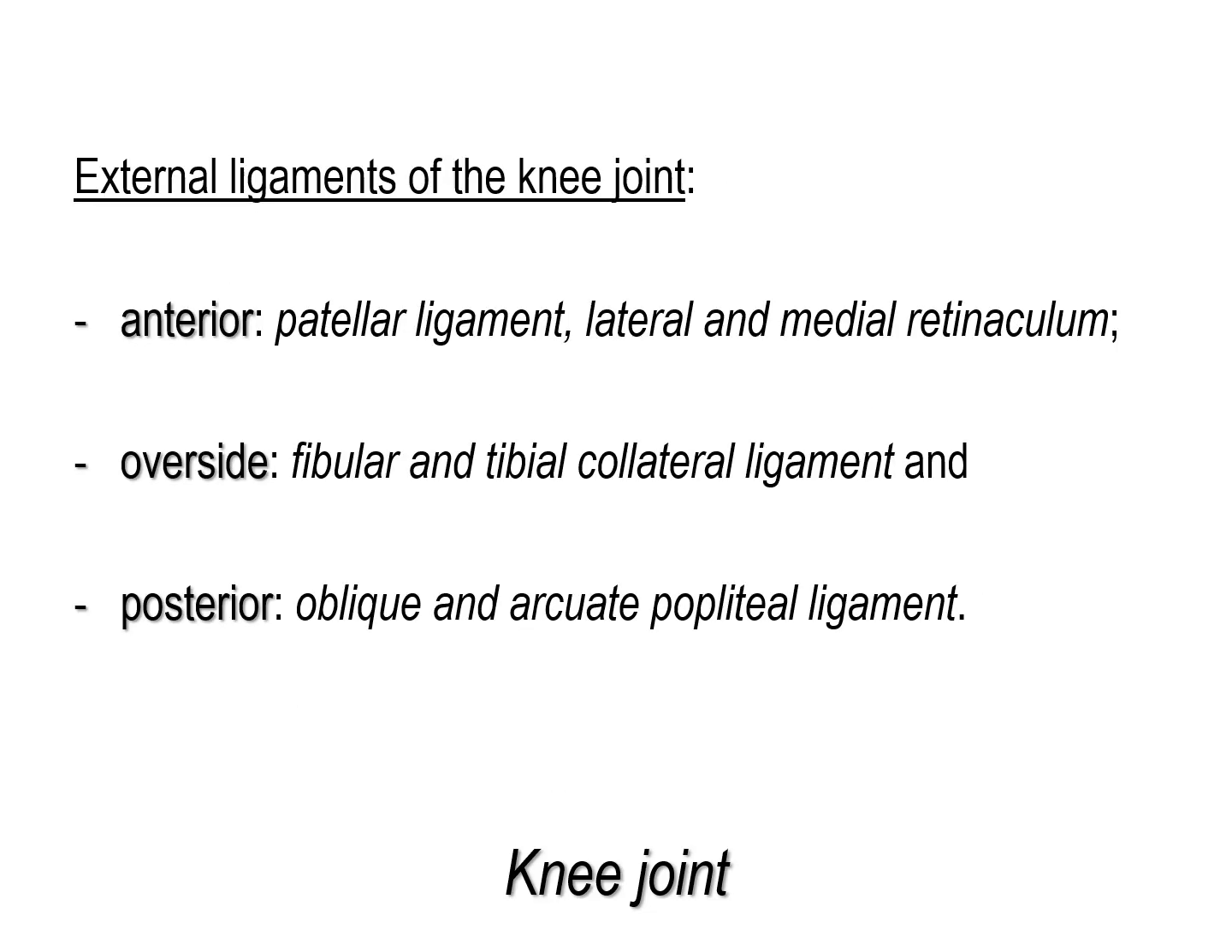The external ligaments of the knee joint are divided into three groups: anterior, overside, and posterior. Anterior ligaments of the knee joint are the patellar ligament, and lateral and medial retinaculum. Overside ligaments are the fibular and tibial collateral ligament. And the last group are posterior ligaments. Their names are oblique and arcuate popliteal ligament.